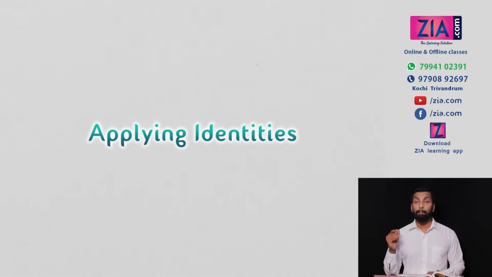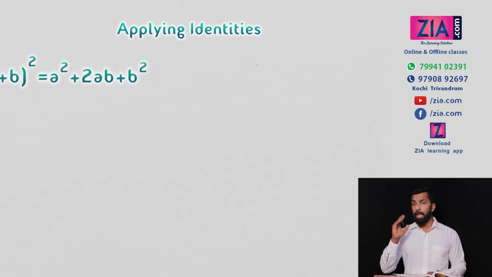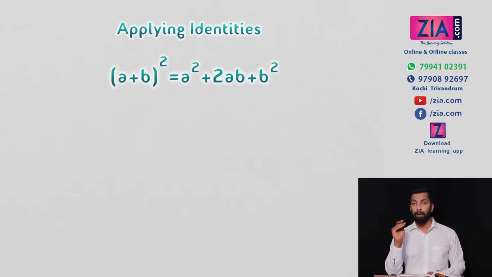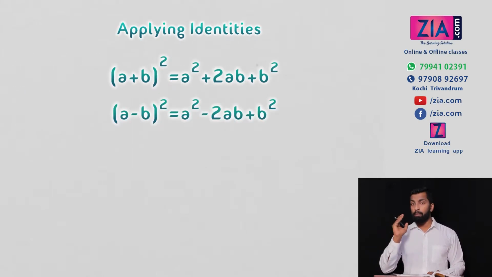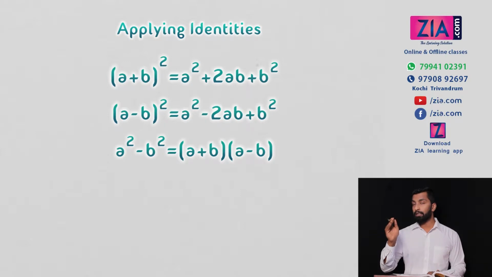Now next topic is applying identities. So we have learned different identities. (a + b)² = a² + 2ab + b². (a − b)² = a² − 2ab + b². a² − b² = (a + b)(a − b).